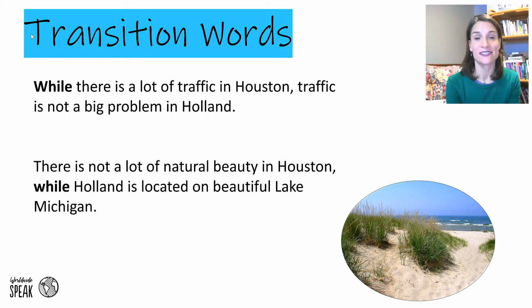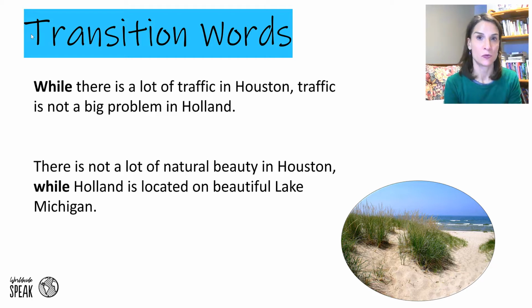Or how about this? "There's not a lot of natural beauty in Houston, comma, while Holland is located on beautiful Lake Michigan." So these two ideas are different. One, there's not a lot of natural beauty in one place. Number two, there is a lot of natural beauty. It's on the shore of this gorgeous lake. I'm connecting these two different ideas into one sentence with the word while. While is that connecting word which shows the relationship between these two ideas. And the relationship is that they're kind of opposite.